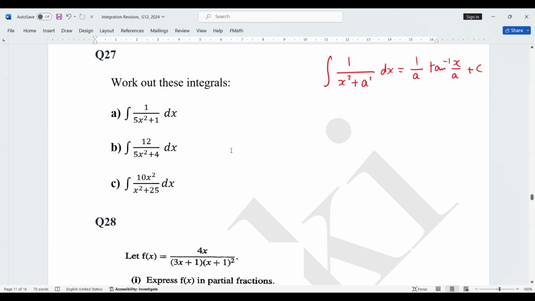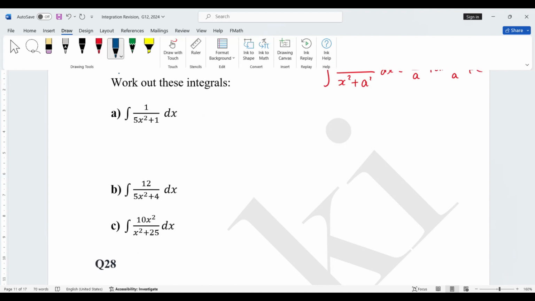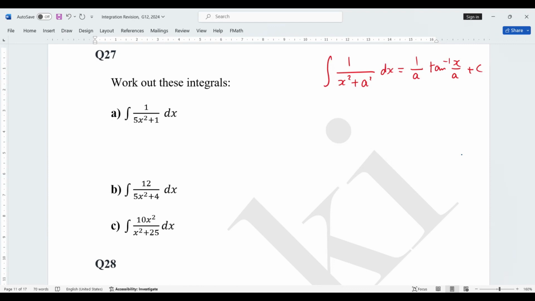Okay, now I will solve each one. In the first one, how can we do this? We take 5 as a common factor and take it out, because x squared must be alone without any number. Then we can write this as 1 over 5 integration. When you take 5 outside, you have to divide by 5. So it's 1 over 5 dx.